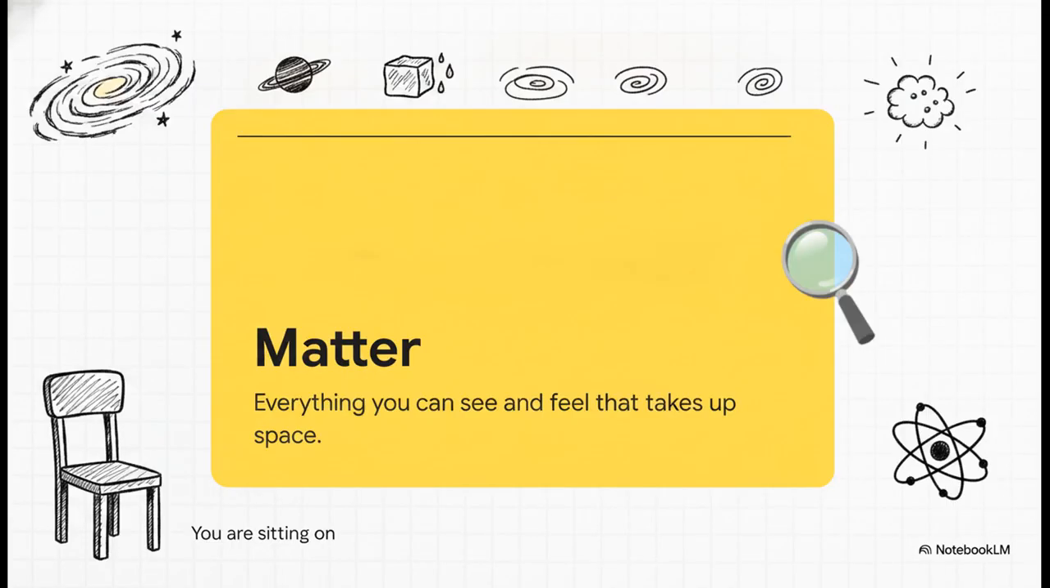In science, matter is just defined as everything you can see and feel that takes up space. It's literally the physical stuff of the universe. Whether we're talking about a massive ocean, the chair you're sitting in, or even those tiny dust motes you see floating in a sunbeam, if it has volume, if it takes up space, it's matter. Getting a grip on matter is really step one for our top-down exploration today.